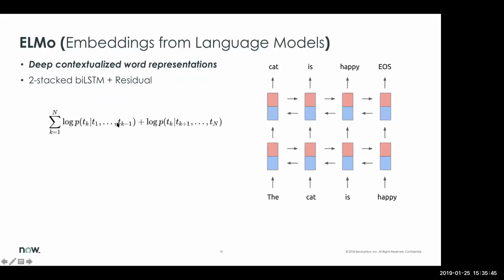The function we are trying to maximize is straightforward. We want to maximize this one because it's utilizing the previous context, and this one is using the next context.